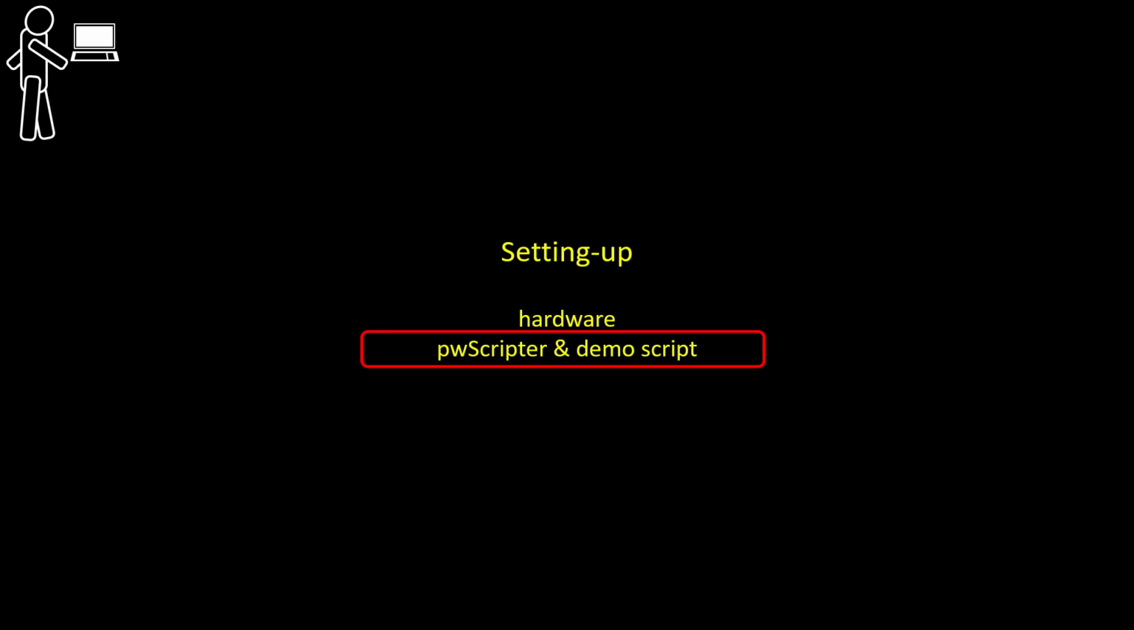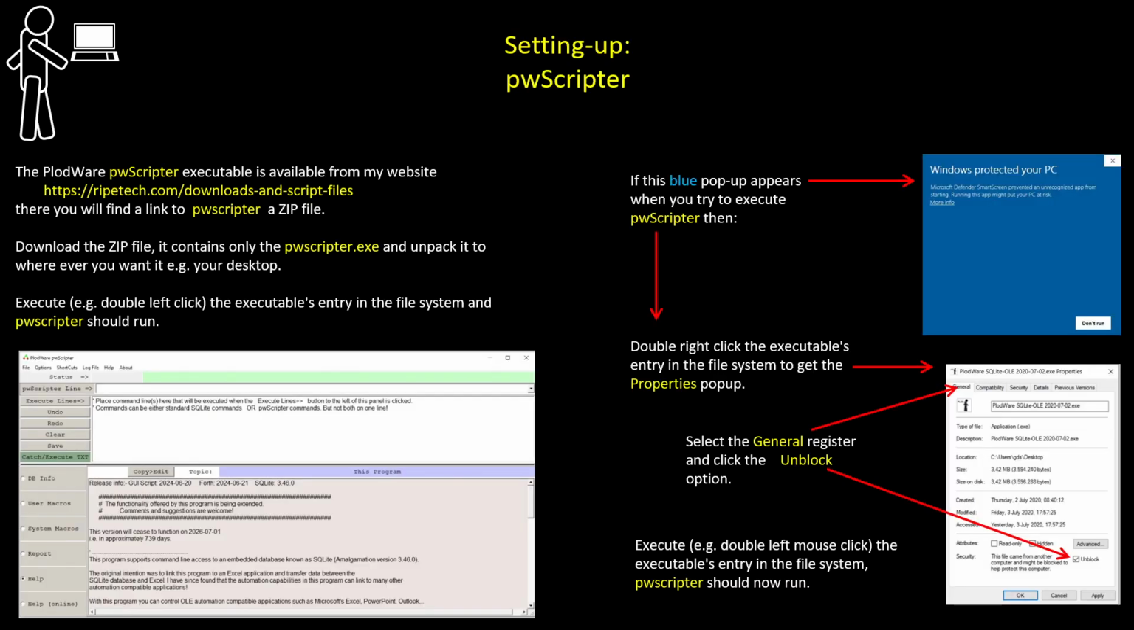You also have to set up PWScripter and the demo script. This is where you can get the PWScripter executable from. It's on my website. If you go to ripetech.com, downloads and script files, you will find a link there to PWScripter. It's a zip file. Download it, unpack it, and run it.